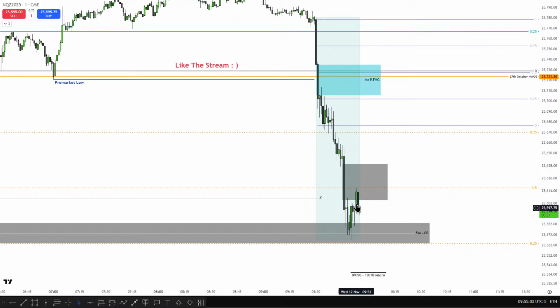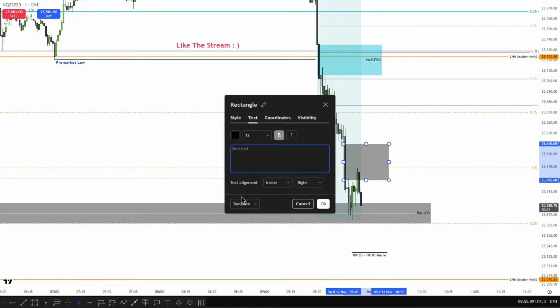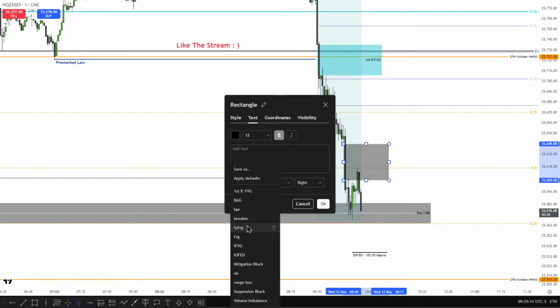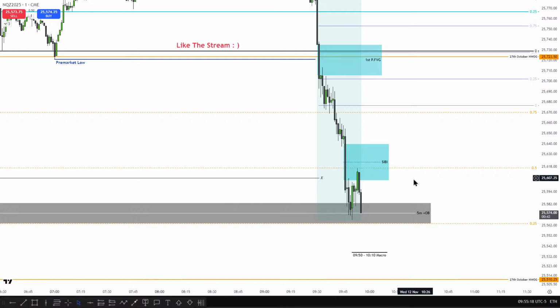I want to see that become a bullish order block. If it doesn't, then this is going to be the SIBI that's sending price lower, especially with how it reacted to the consequent encroachment of the 27th October new week opening gap.